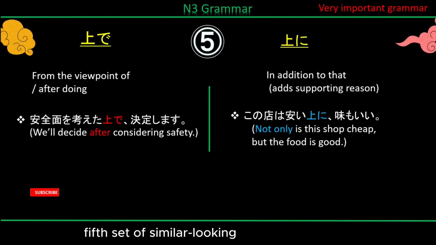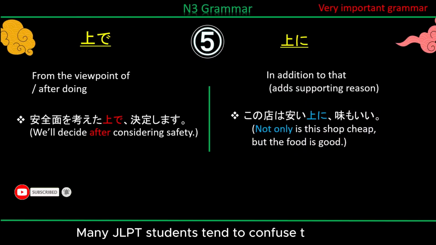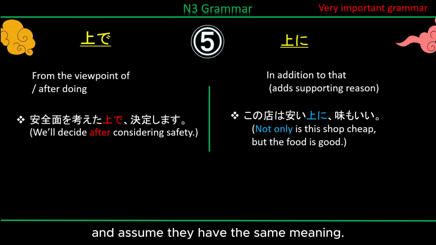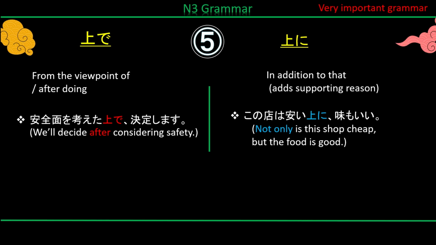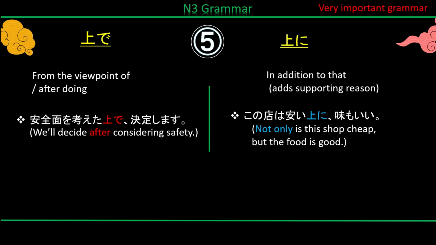Now let's move on to the fifth set of similar looking grammar patterns, うえで and うえに. Many JLPT students tend to confuse these two and assume they have the same meaning. However, in reality, they serve very different functions. First, let's look at うえで. うえで is used to mean from the viewpoint of something or after doing something. So it indicates that the action comes first and a decision or result follows.